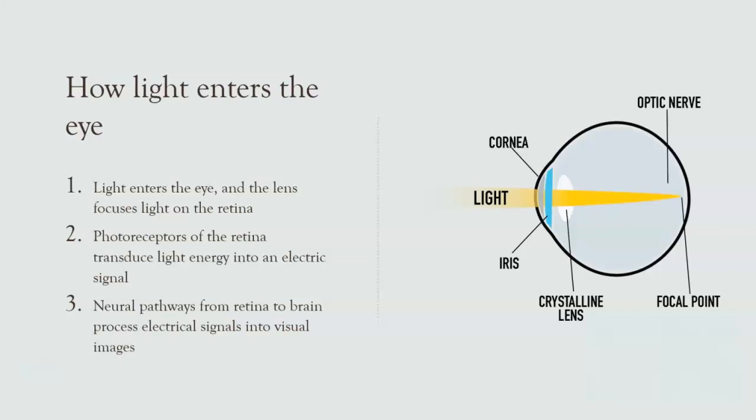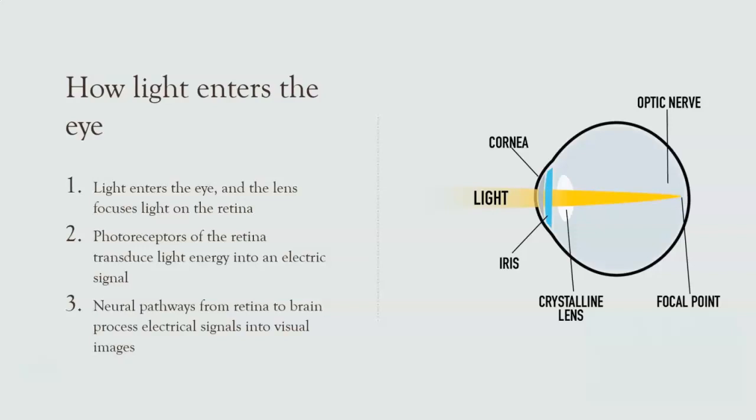So vision is the process through which light reflected from objects in our environment is translated into the mental image. So it's in 3 steps. Light enters the eye and the lens focuses light on the retina. Then the photoreceptors of the retina transduce light energy into an electrical signal. Neural pathways from the retina to the brain process these electric signals into visual images.